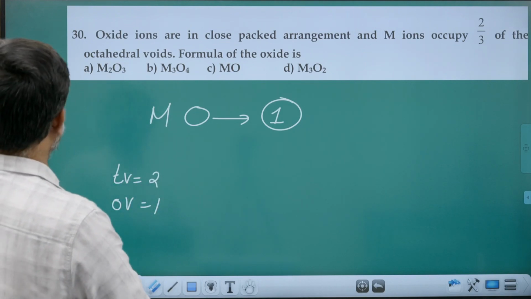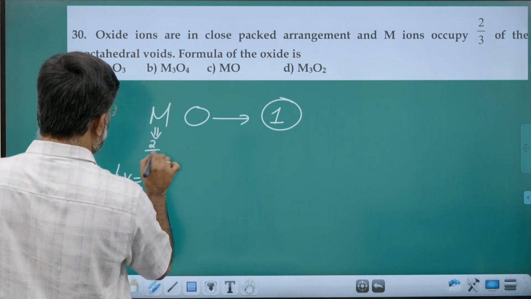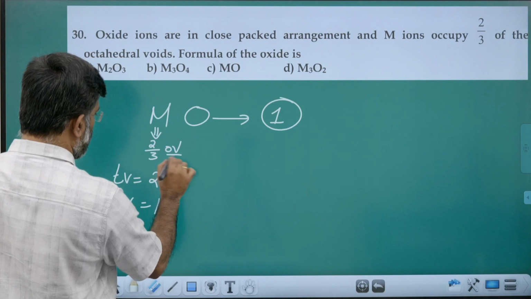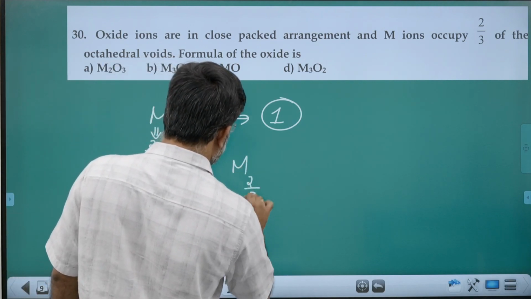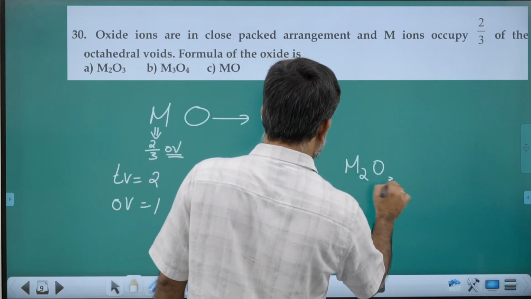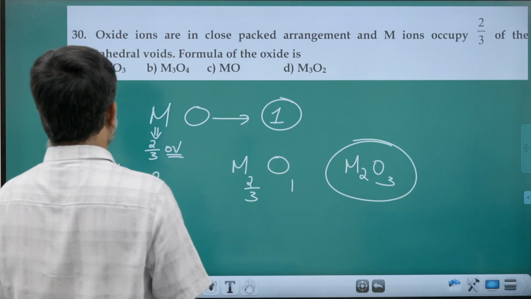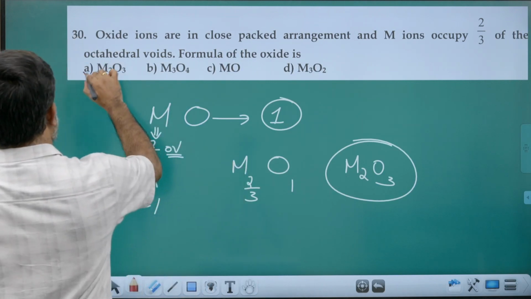And it is placed in 2/3 of octahedral voids. M is present in 2/3 octahedral voids. Octahedral void is 1, so it is 2/3. M 2/3, oxygen 1. That is M2O3. Option A.